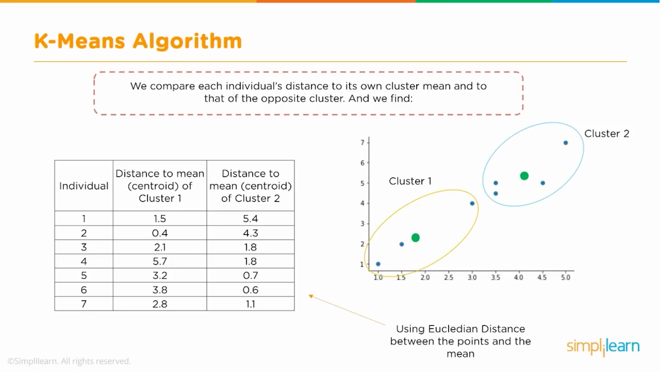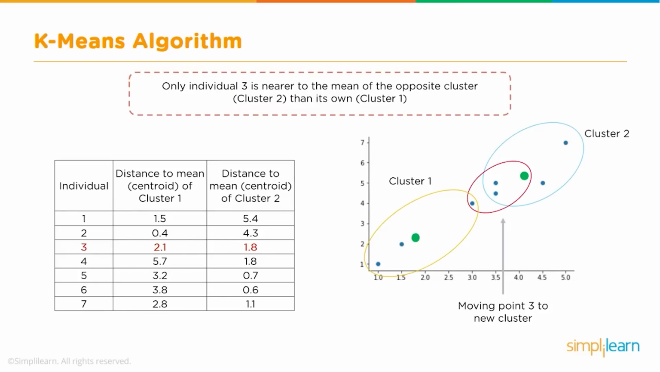We compare each individual's distance to its own cluster mean and to that of the opposite cluster, and we can build a nice chart here. As we move that centroid around, we now have a different kind of clustering of groups, and using Euclidean distance between the points and the mean, we get the same formula. You see new formulas coming up. So we have our individual dots, distance to the mean centroid of the cluster, and distance to the mean centroid of the other cluster. Only individual 3 is nearer to the mean of the opposite cluster, cluster 2, than its own cluster 1. And you can see here in the diagram where we've circled that one in the middle.